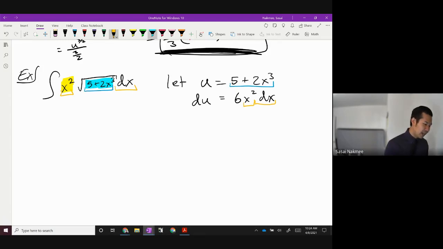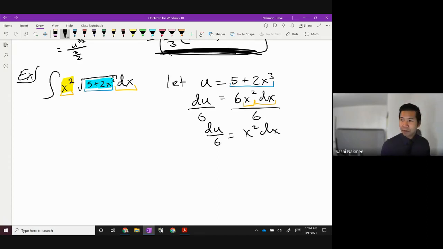This extra thing that I have that I don't want to have is this 6. Do you see it? There's no 6 there, right? There's no 6 there, so I need to find a way to get rid of it. So what I'm going to do is divide both sides by 6, and that's okay, right? We can do this with our formula. I end up with du over 6 is equal to x squared dx, right?